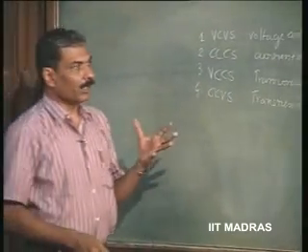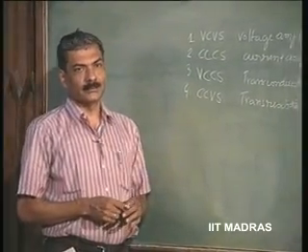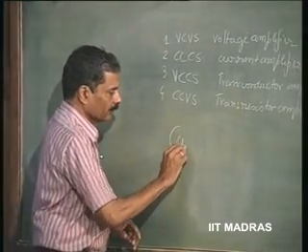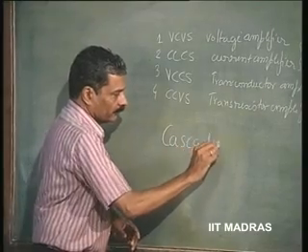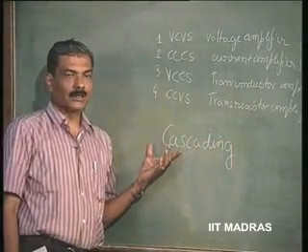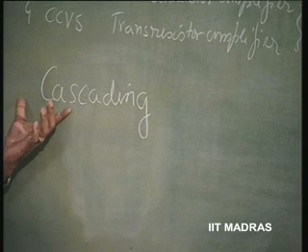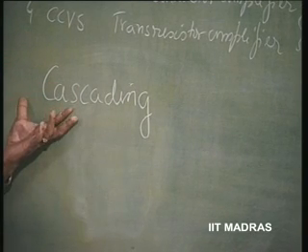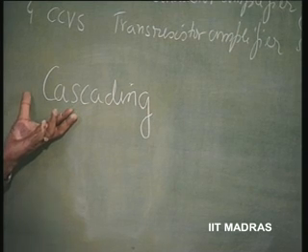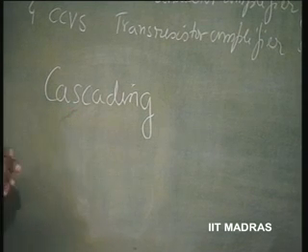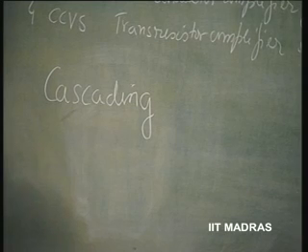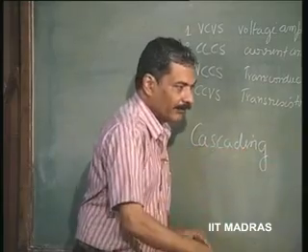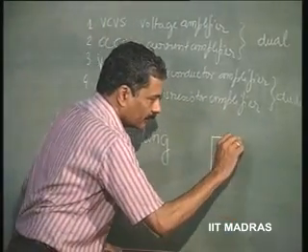Now I told you about cascading. Cascading means what? Connecting one amplifier to another amplifier, so as to get obviously increased power amplification. This is what it is. You are not happy with whatever the one amplifier is giving, you would like to connect one amplifier in cascade with another amplifier. So, let us see how cascading is done.